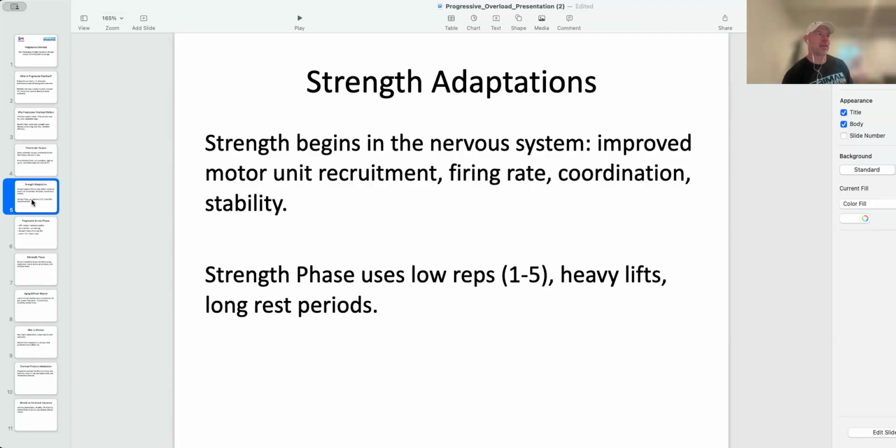So with different strength adaptations, we can change some of your programming to get your firing rate better. What I'm saying there is to synchronize your muscle fibers to contract in a communication pattern to lift more weight. So that's going to get you stronger, because you can get stronger without putting a ton of muscle mass on, and that's more from the central nervous system.